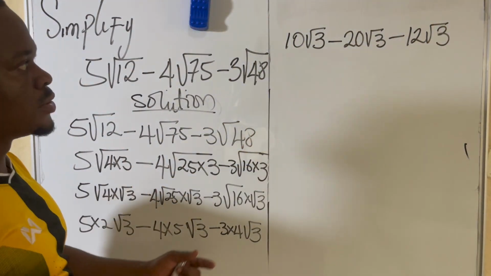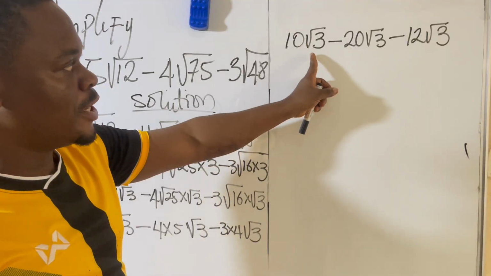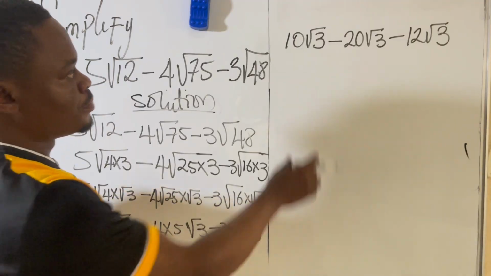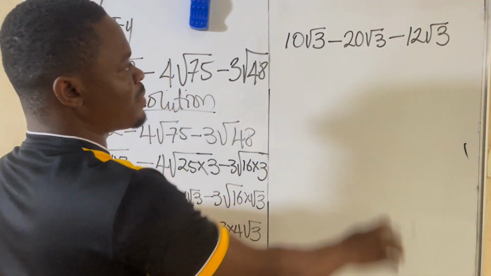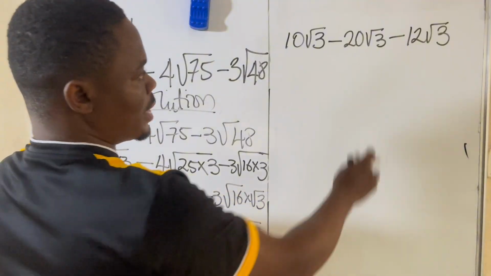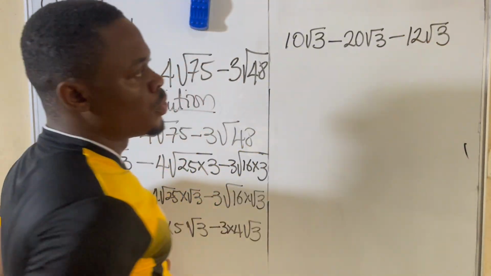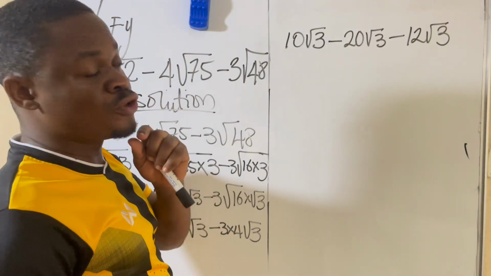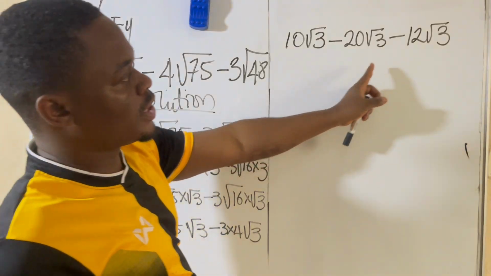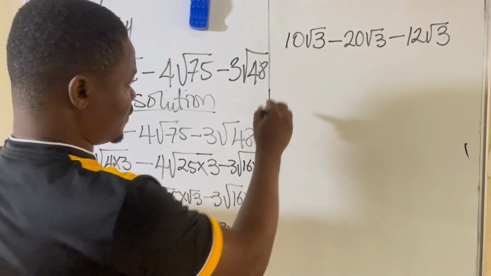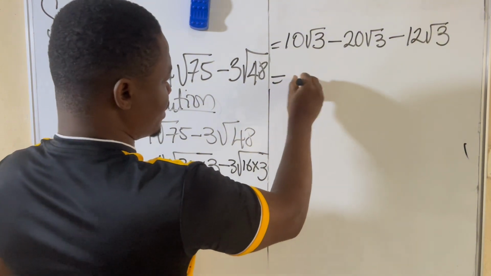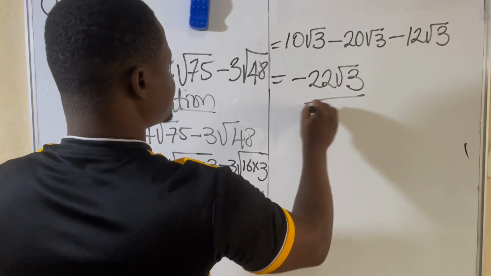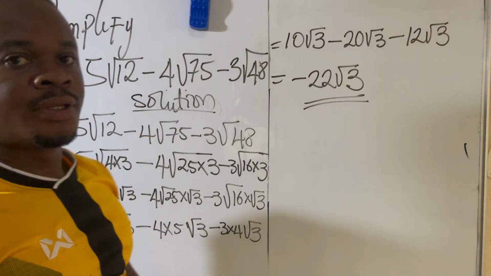So here we can now subtract. Since the value under the root is the same, we can subtract. So 10 root 3 minus 20 root 3 is going to give us minus 10 root 3. Then minus 10 root 3 minus 12 root 3 is going to give us minus 22 root 3. This is our final answer. So thank you for watching.